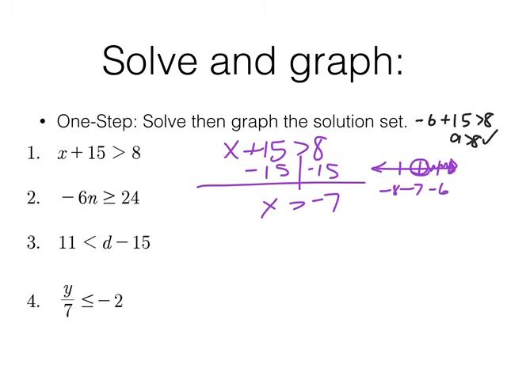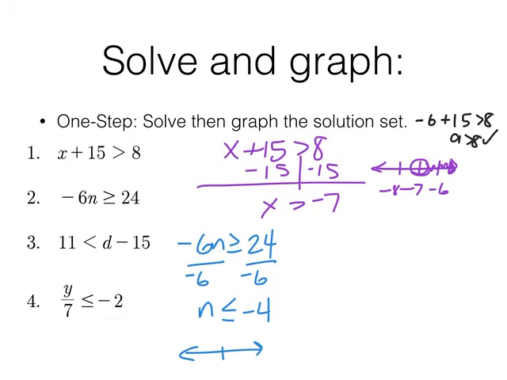Let's look at the next one. -6n is greater than or equal to 24. And we're going to divide to solve. We're going to divide by -6, which means I've got to remember to flip my symbol around. Now remember, once I do my graph, so -4, oh, that doesn't look like a 4. Okay, let's try that again. There we go. -5, -3 on this side. Closed circle, shaded down for less than -4.